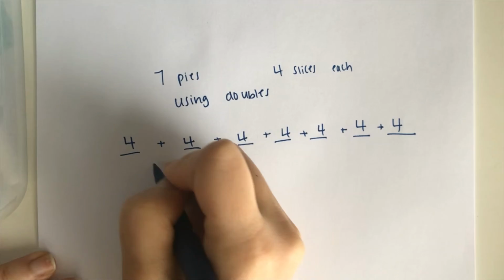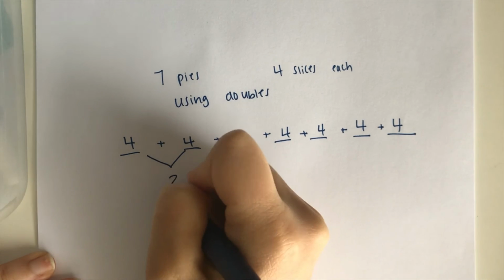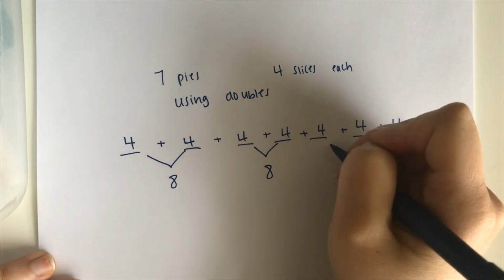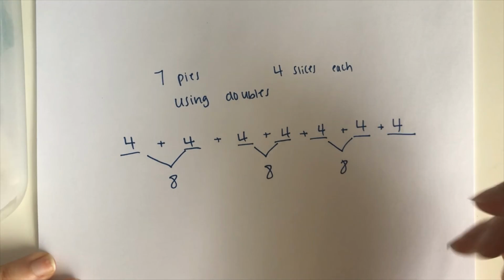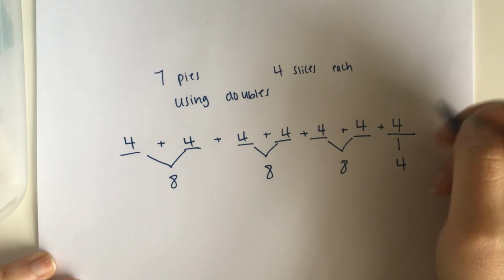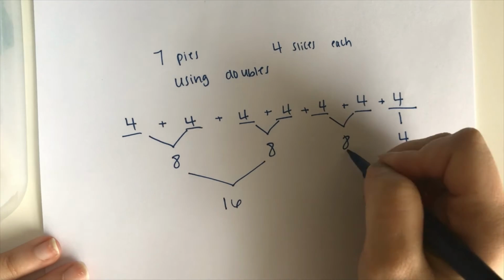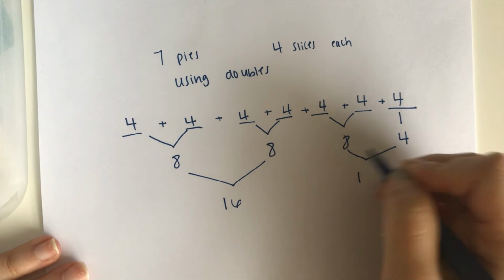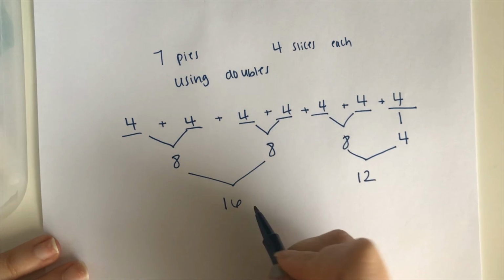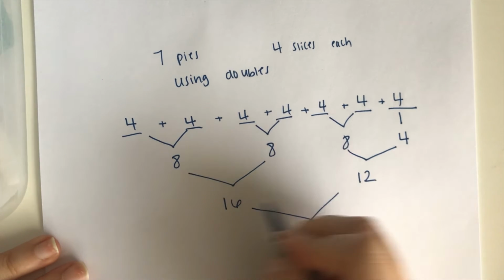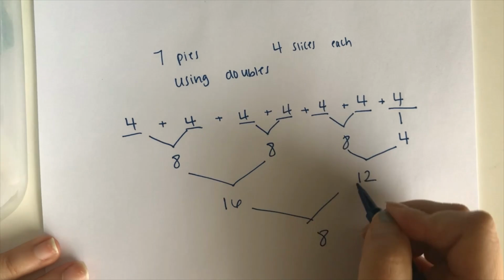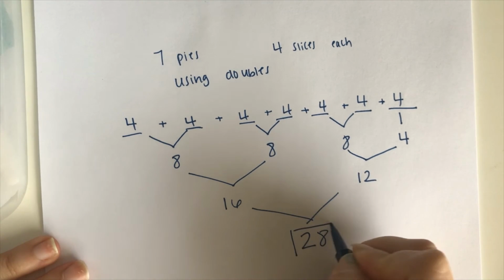Sorry if you hear my cat in the back. So 4 plus 4 is 8. 4 plus 4 is 8. 4 plus 4 is 8. This one doesn't have a pair, so you're just going to bring it down. Don't forget it. Then you're going to do 8 plus 8 is 16. 8 and 4 is actually 12. And then 16 plus 12, 6, 7, 8. 1 and 1 is 2.